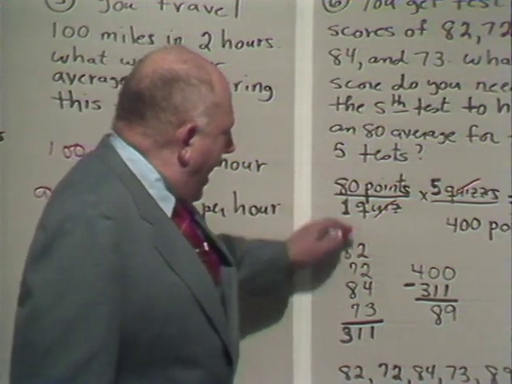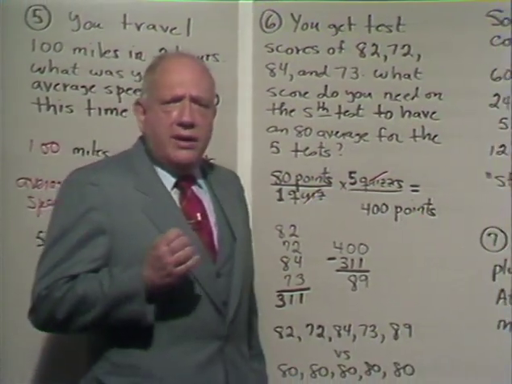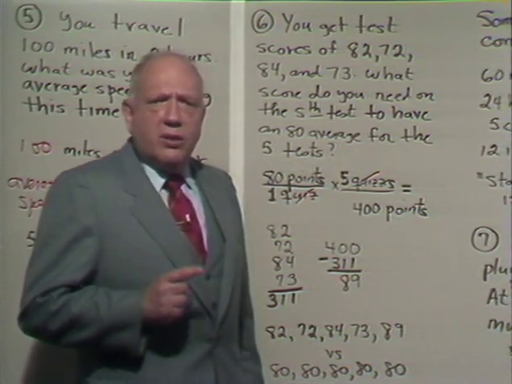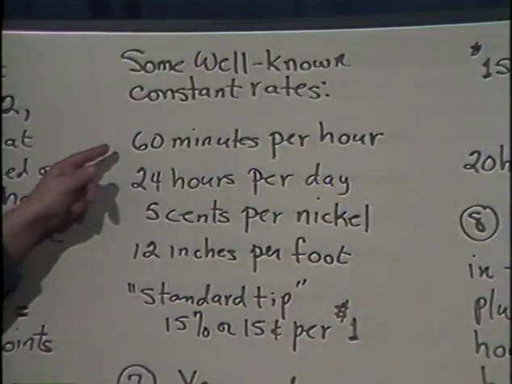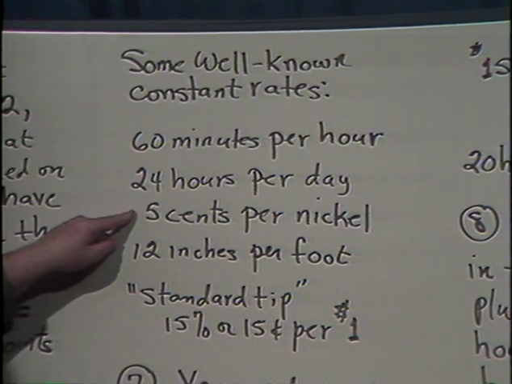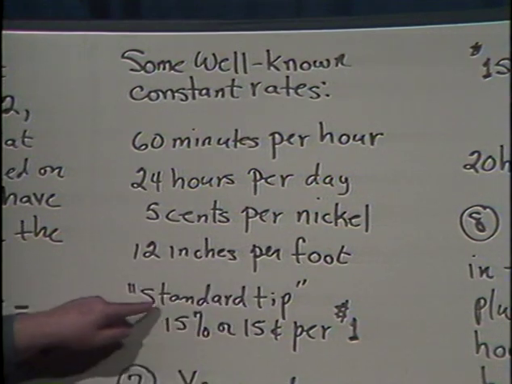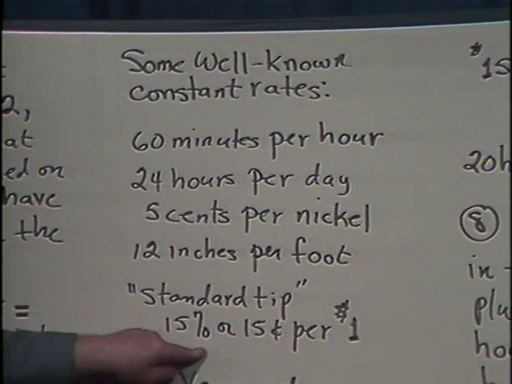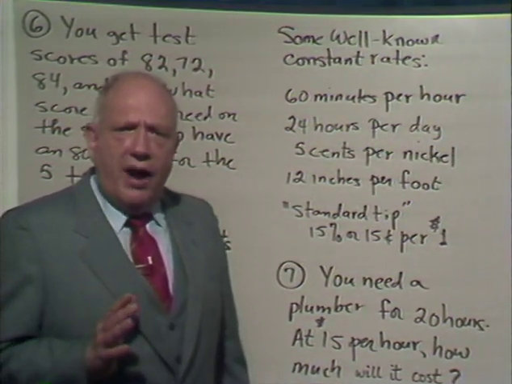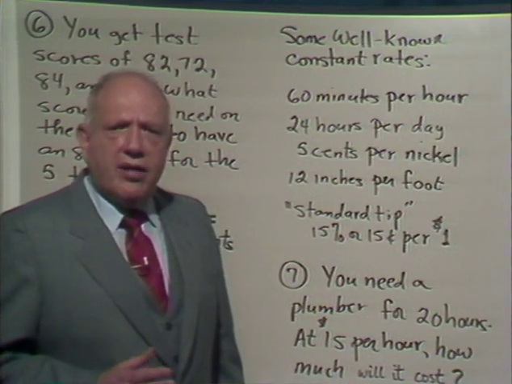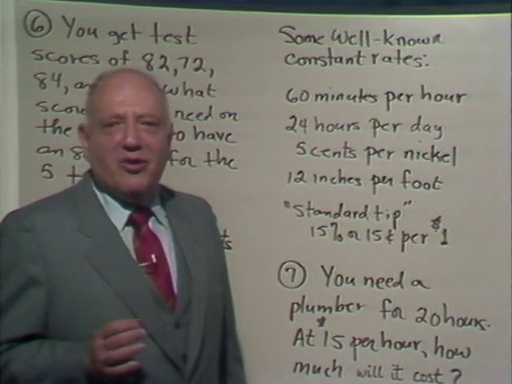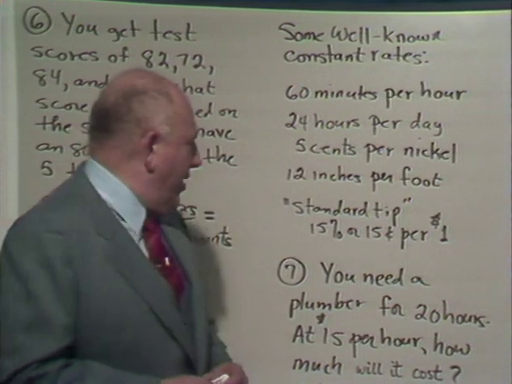Okay? But at any rate, in this particular module, we don't want to deal with average rates, we want to deal with constant rates. And among the well-known constant rates are such things as 60 minutes per hour, 24 hours per day, 5 cents per nickel, 12 inches per foot, the standard tip, which is 15% or 15 cents per dollar. See, those are rates that don't change. Those are rates that remain the same. There are lots of constant rates. In the rest of this module, we'll always assume that we're dealing with constant rates, okay?